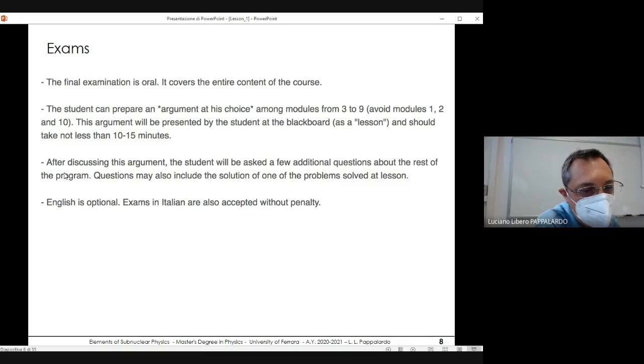About the exam, English is optional. If you want to do the exam in English, that's absolutely fine. If you want to do it in Italian, it's also fine, without a penalty. It's just your choice.